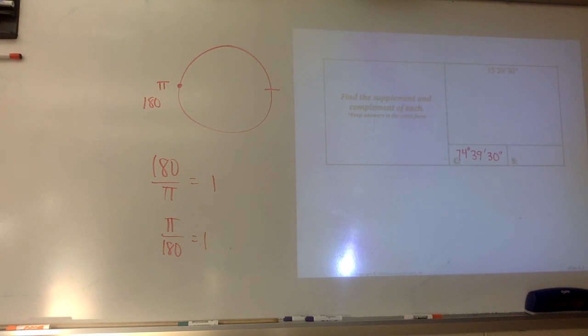And I want DMS. How do you tell the calculator to give DMS? Yeah, the angle, not the answer, to DMS. You should get the same thing I have. Yes? 74, 39, 30? Yep. Put it in your notes so you don't forget. Okay?